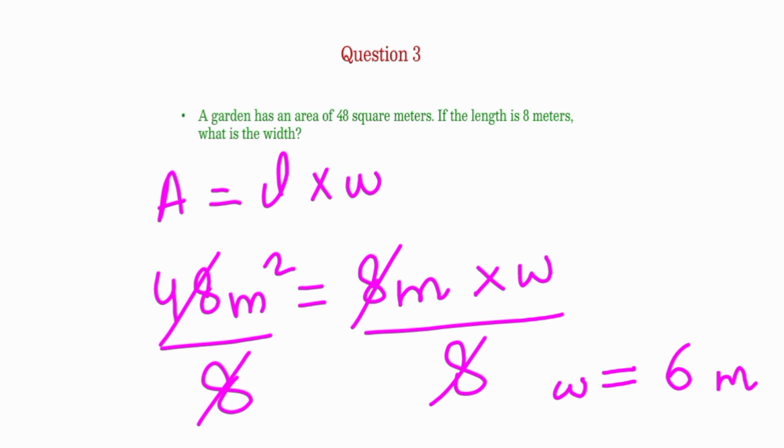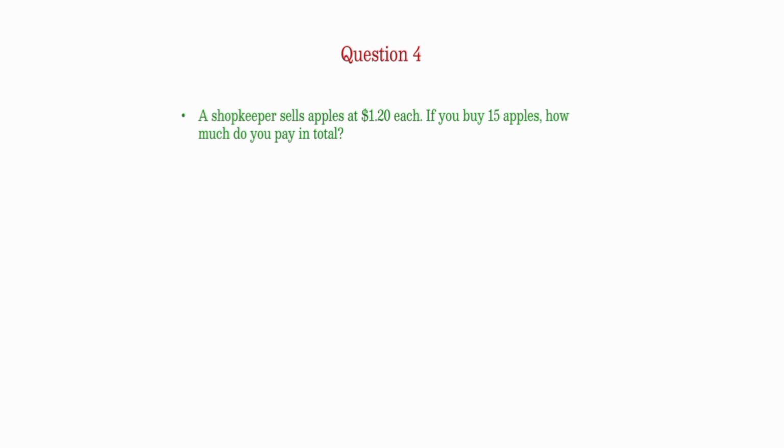Okay, now next question is, a shopkeeper sells apples at $1.20 each apple. So if you buy 15 apples, how much do you pay in total? Now the question is so simple. This is the price for 1 apple. If you have to find the price for 15 apples, obviously you will multiply it with $1.20.